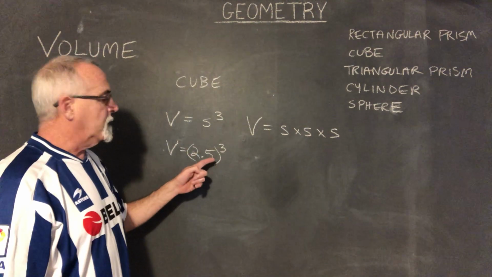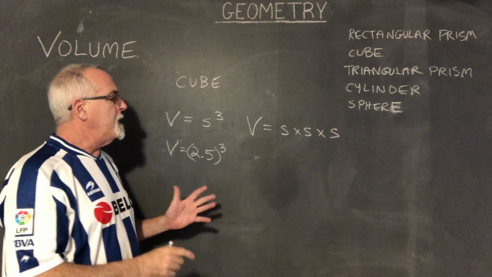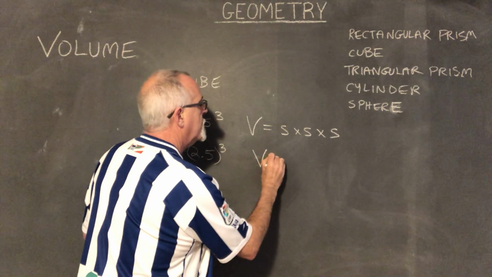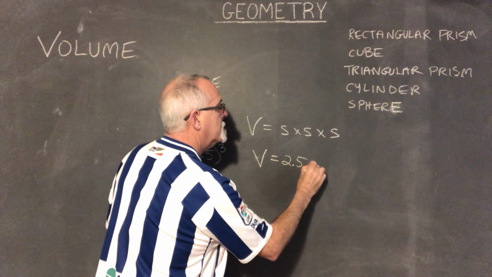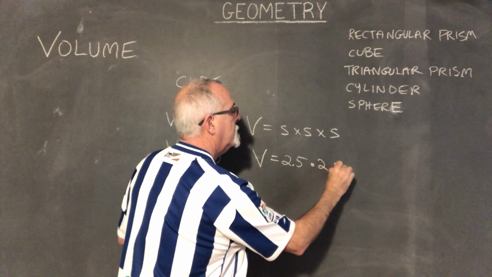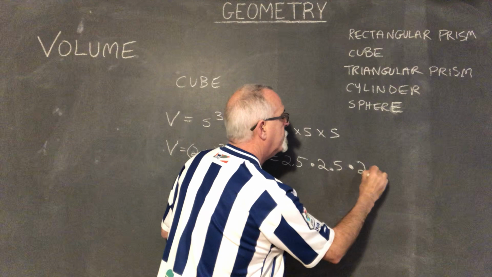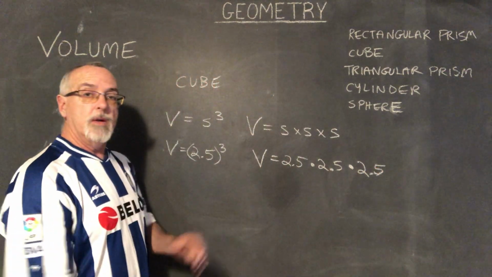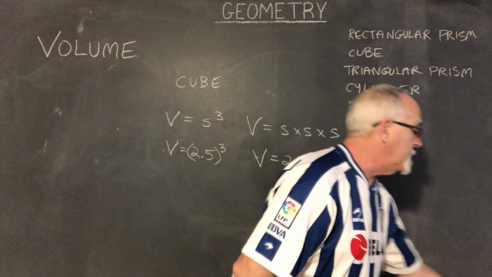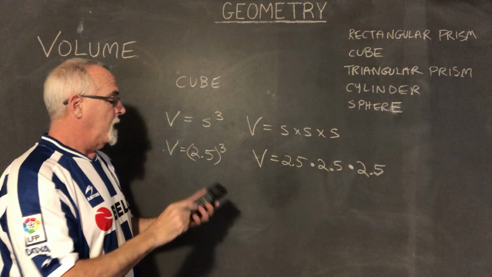And with a scientific calculator, I can find that. But that is going to give me the same thing that I get when I say 2.5 times 2.5 times 2.5. So either way, we're going to get the same answer. Let's get out our calculator and do this.